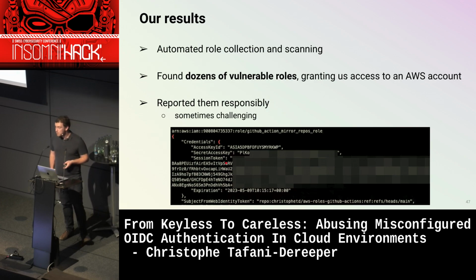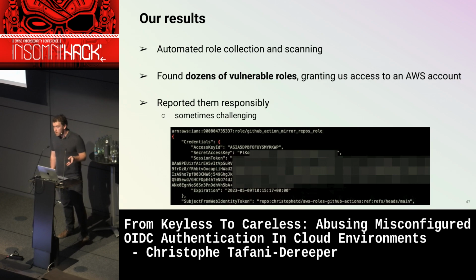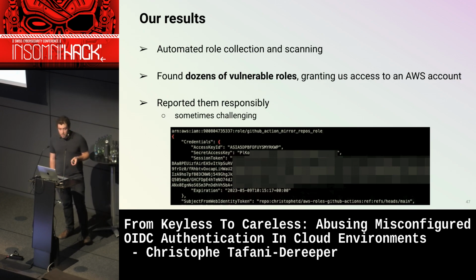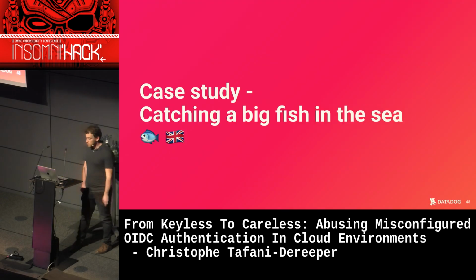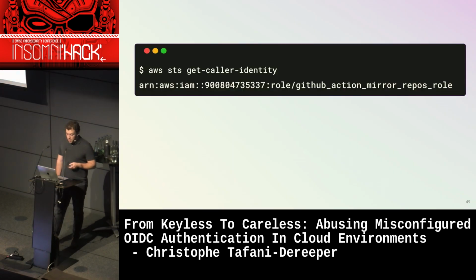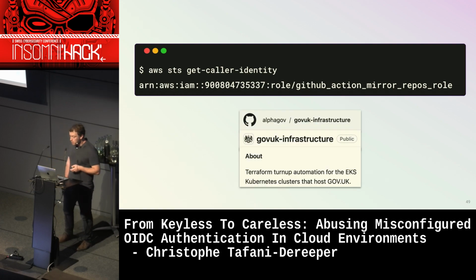Sometimes it's hard because sometimes you find a role that belongs to someone individually on GitHub. They don't put their name or their email, so you don't really know who it is. Sometimes it's a company, and it's very hard to reach out to them because they don't have specific guidelines, and sometimes it's very easy. I want to stop a bit on one specific example that was quite a nice surprise. So we found this role that we managed to get some credentials for, meaning it was misconfigured. And when we searched for that string on GitHub, this is what we found.